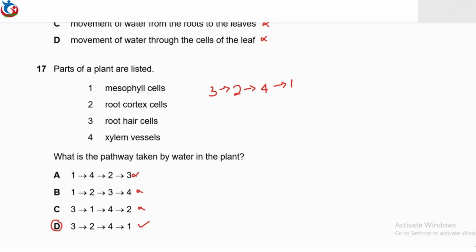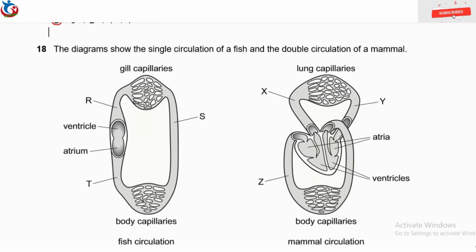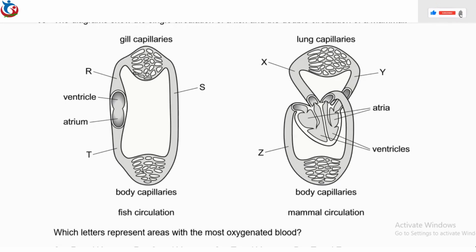So we'll now move to question 18. Question 18 says, the diagram shows the single circulation of a fish and the double circulation of a mammal. Which letters represent areas with the most oxygenated blood? So let's identify these parts. In the single circulation, the part R is the artery, but it contains deoxygenated blood. Take note of that, deoxygenated blood.